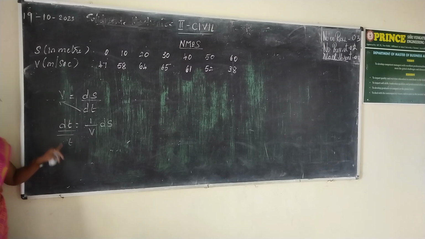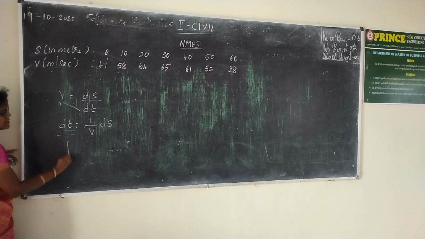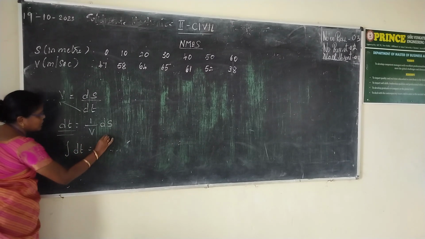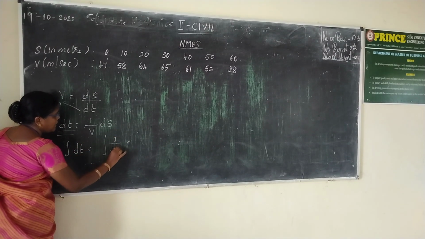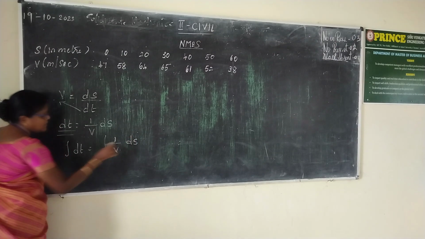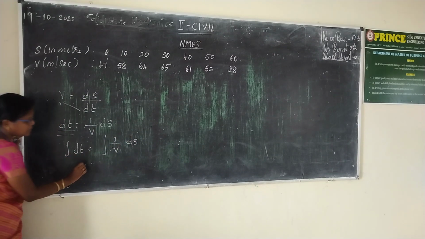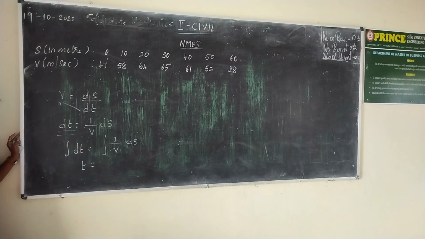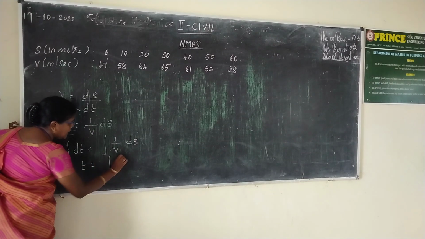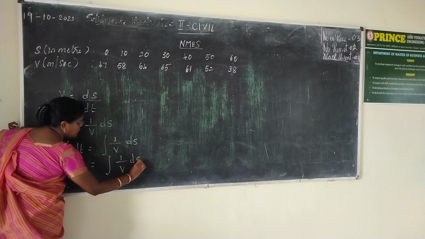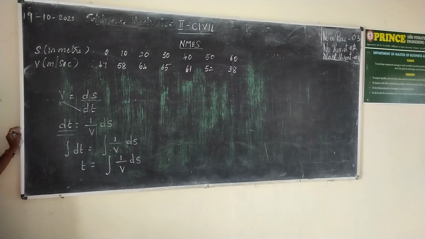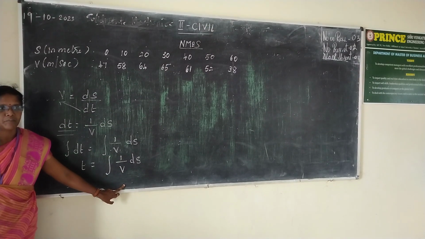We need to find t. So we are going to integrate on both sides. So integral of dt equals integral of 1 by v into ds. Integral of dt will give you t. Correct? Integral of dx is x, that is the logic. Integral of dt will be equal to t. So the formula to get t will be equal to integral of 1 by v into ds. Okay? So to find t, this is what we have to integrate.